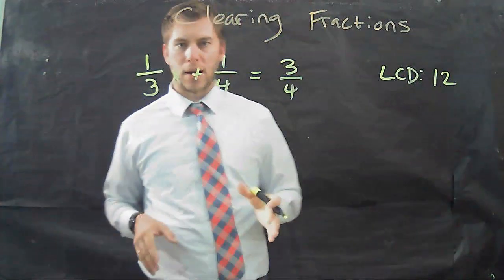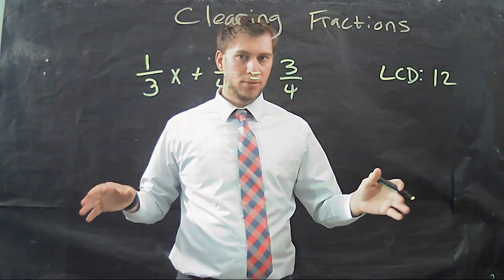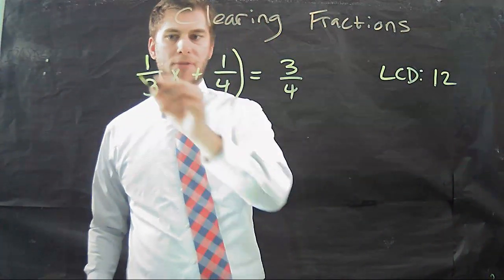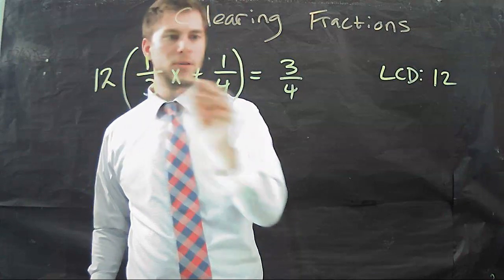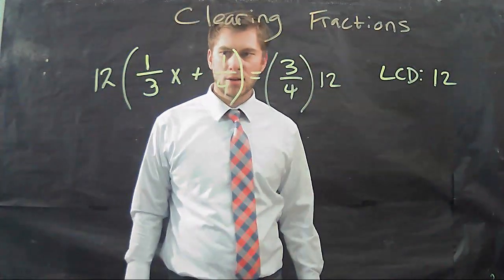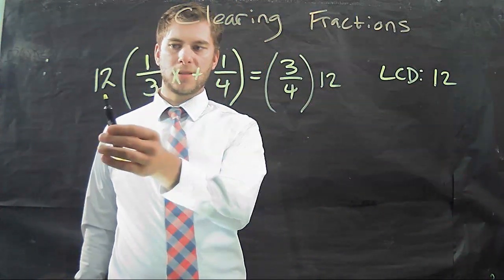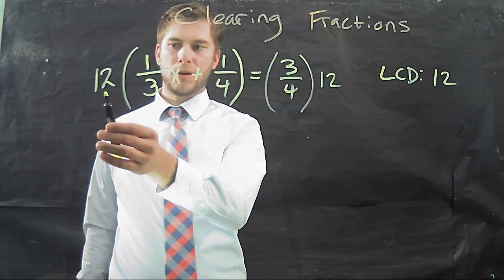And so here's what I'm going to do now. Pay attention. This is the magic. I'm going to multiply everything by 12. Okay? I'm going to multiply everything by 12 over here. And here's how this works. So I'm going to ask myself, 3, how many times does it go into 12? 3 goes into 12 4 times.